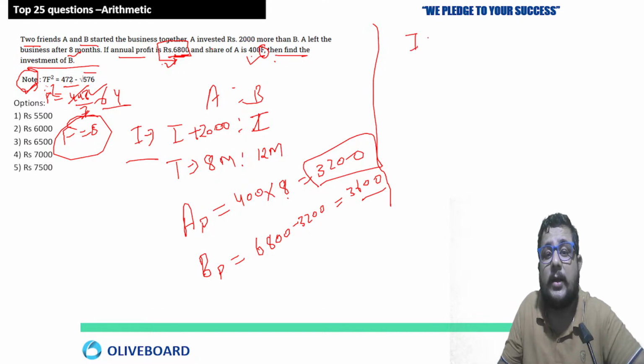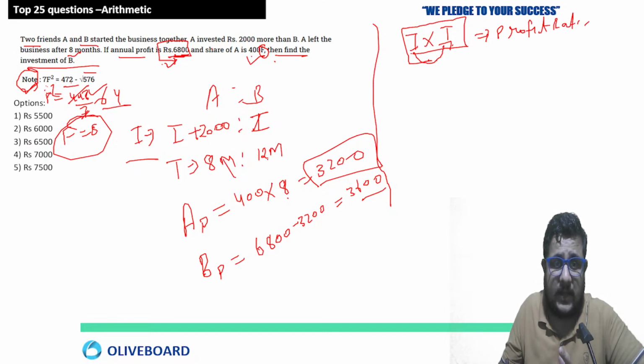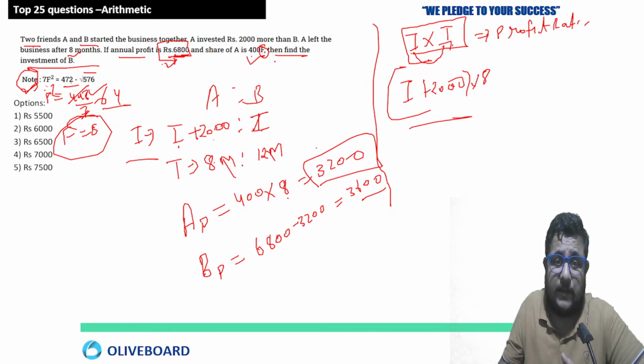So we know that investment multiplied by time represents what? The profit ratio. Investment and time product ratio represents the profit ratio always. So you can use that. Okay, M to M cancel here. So I plus 2000 multiply 8 by I multiply 12.